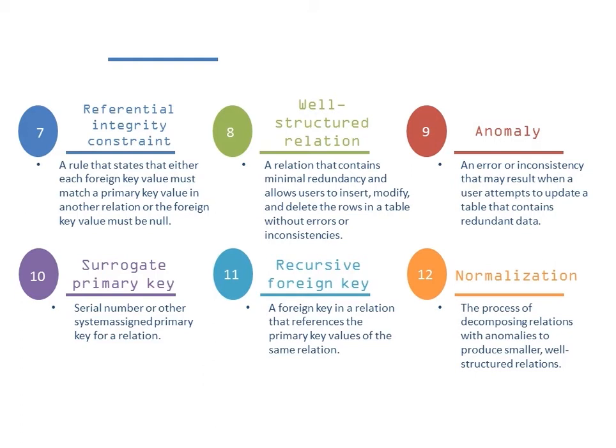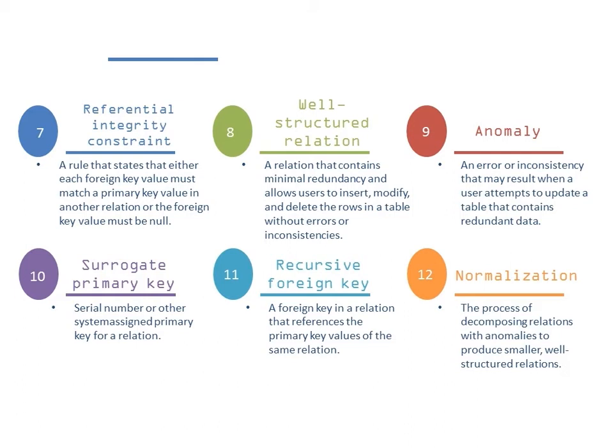And the 10th, surrogate primary key, is a serial number or other system-assigned primary key for a relation. And the 11th, recursive foreign key, is a foreign key in a relation that references the primary key value of the same relation. And the 12th, normalization.